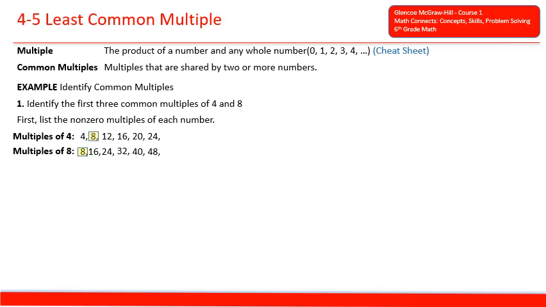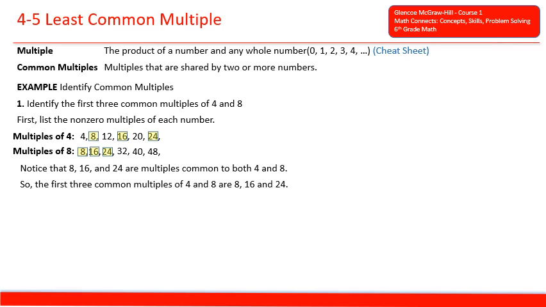So 8 is common between 4 and 8. 16 is common between 4 and 8, and 24 is common between 4 and 8. Notice that the lowest common multiple is 8, and there cannot be a common multiple lower than 8 because 8 is larger than 4. Notice that 8, 16, and 24 are multiples common to both 4 and 8. And so the first three common multiples of 4 and 8 are 8, 16, and 24.